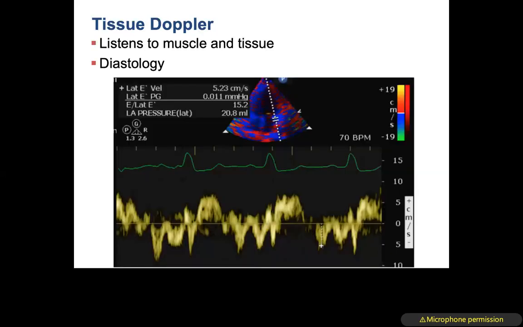And then tissue Doppler, we're not going to talk much about it, but I just want you to see kind of what it can look like. We said when we look at spectral Doppler, we're listening to the blood, the velocity of the blood. This is going to listen to the muscle and the tissue, and this is often used in diastology, but we're not going to use it much in POCUS, but this is what it might look like.